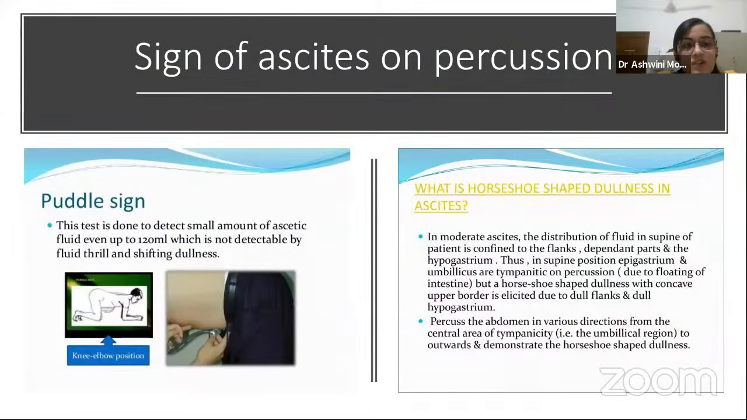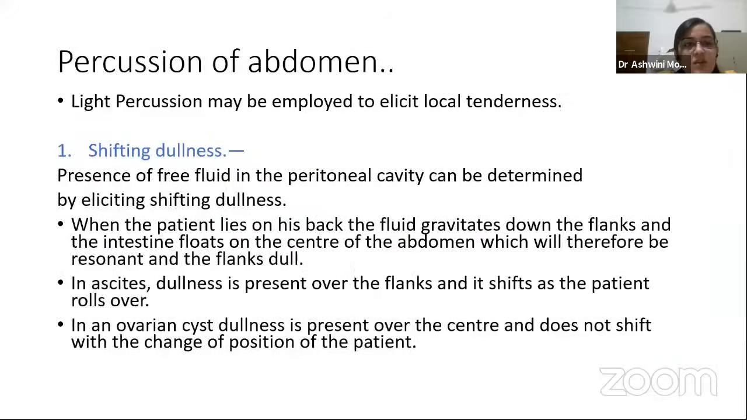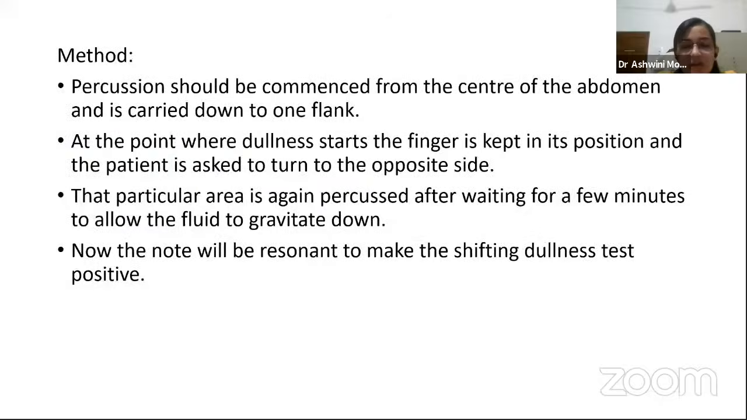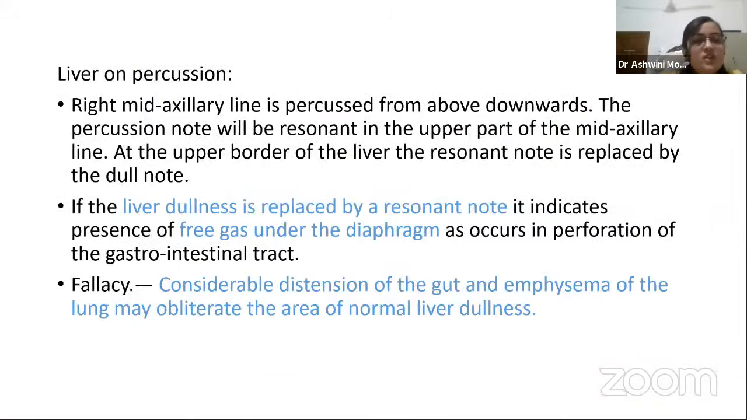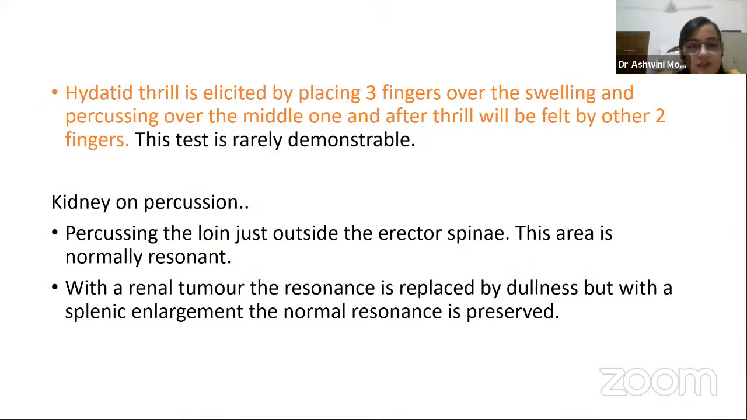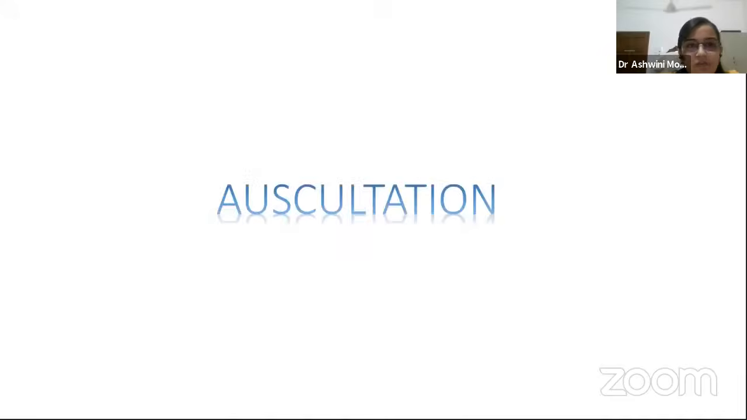In percussion, there is not much to remember. It is just about the shifting dullness, fluid thrill, puddle sign, and how much fluid is necessary to get them to test positive. Liver and spleen percussion is for the dullness of liver and spleen. The kidney percussion will be resonant, and if there is a renal mass, it will be a dull note.